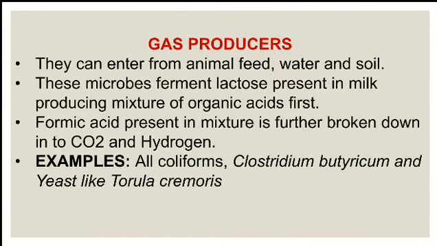The next one is gas producers. They can enter from animal feed, water, and soil. These microbes ferment lactose present in the milk, producing a mixture of organic acids firstly. The formic acid present in the mixture is further broken down into carbon dioxide and hydrogen. Examples of gas producer bacteria are all coliforms, Clostridium butyricum, and yeast like Torula cremoris.